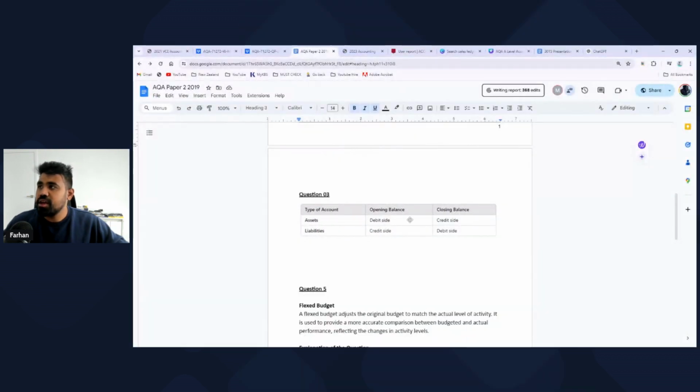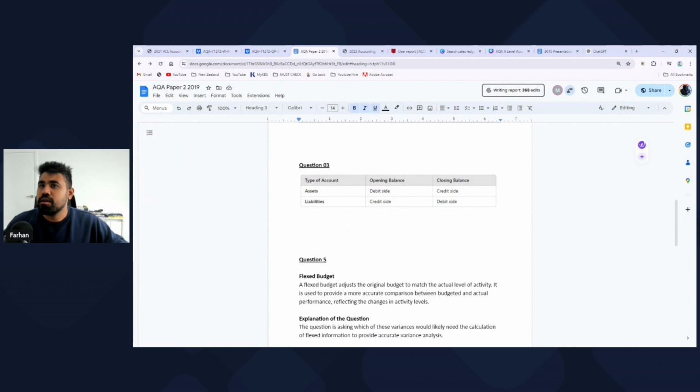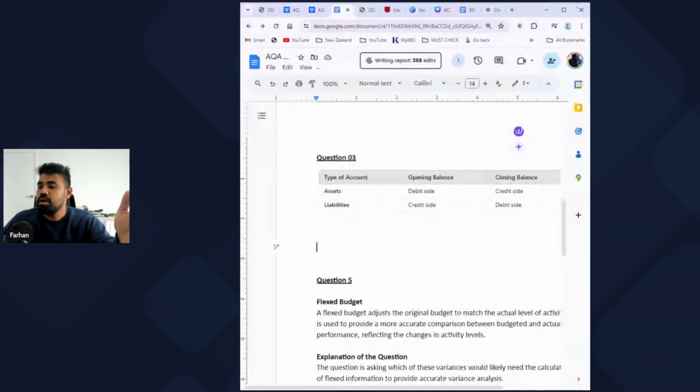As you can see, for question number 3 here, you can see the type of account, assets. The opening balance is always on the debit side, closing balance is always on the credit side. If it's a liability, opening balance is on the credit side and closing balance is on the debit side. You can take a screenshot of this or you can just quickly write it down. And if you memorize this, most of the problems will be solved when it comes to preparing the ledger account. Now I'll be taking you back to the main question.